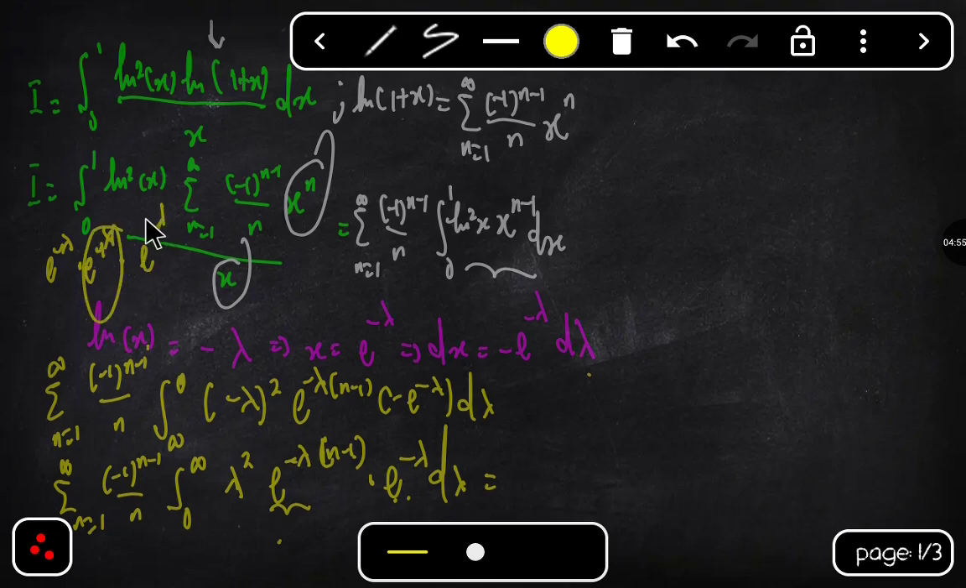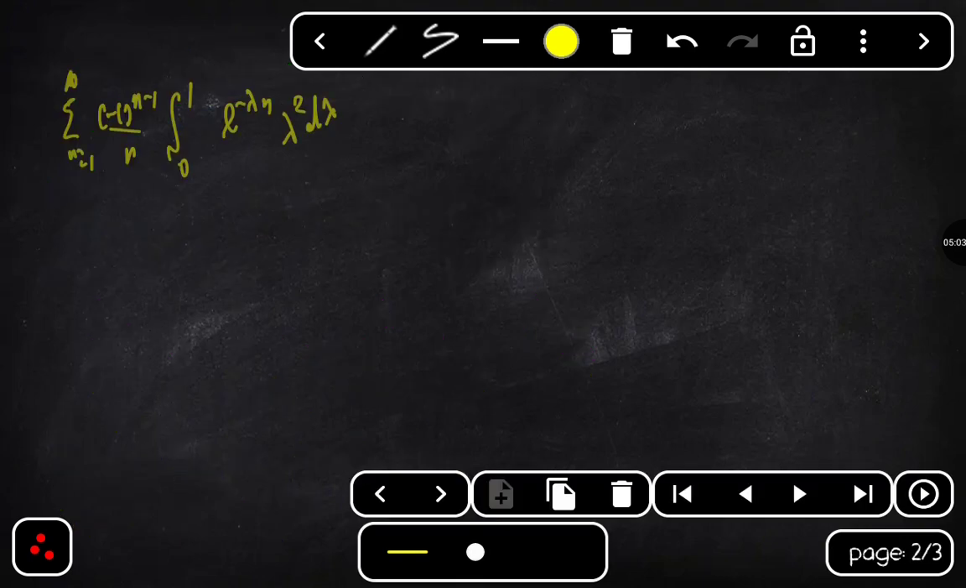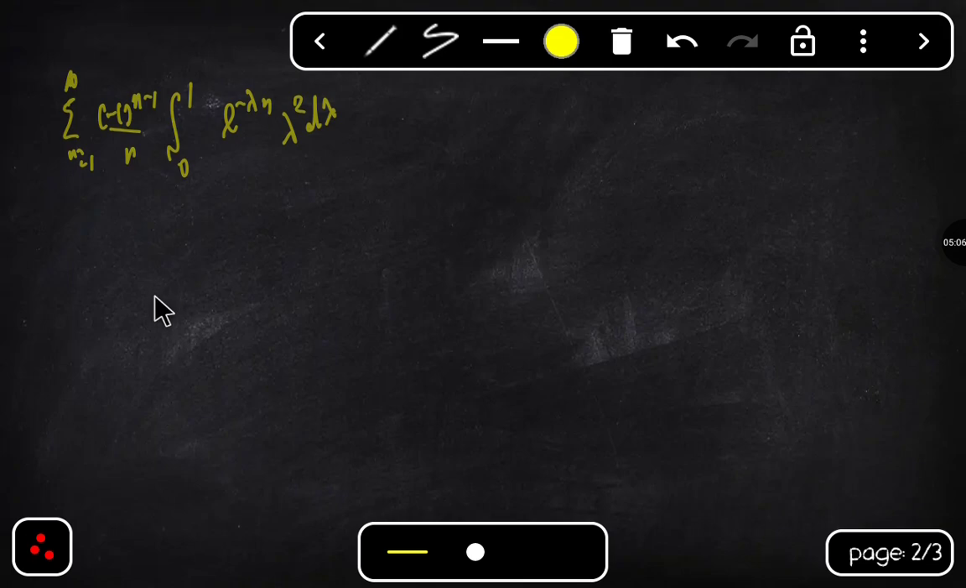So this and this, when multiplied by each other, you have e to the power of 0, which is 1. Okay, then what is left there is e to the power of negative lambda. I think you understand how we got that now. Good.